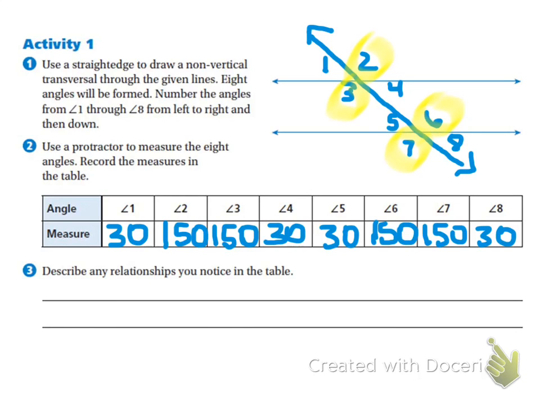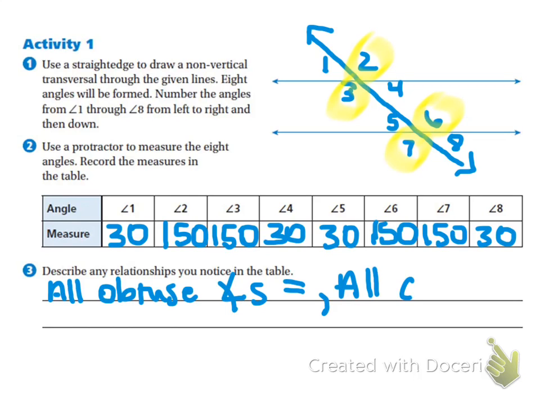Are there any relationships that you notice from this transversal? The line that's cutting the two parallel lines is called a transversal. It's making relationships between all these angles. Rose, can you tell us or describe something you noticed about? Excellent. So all obtuse angles are the same, are equal.